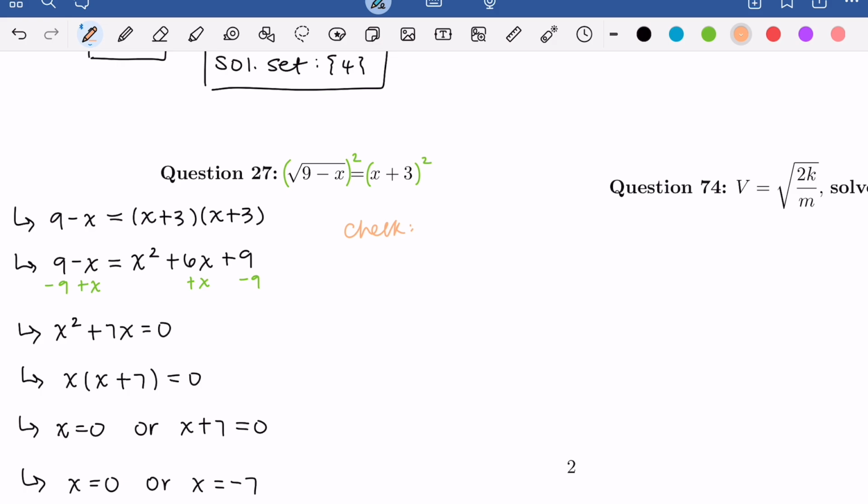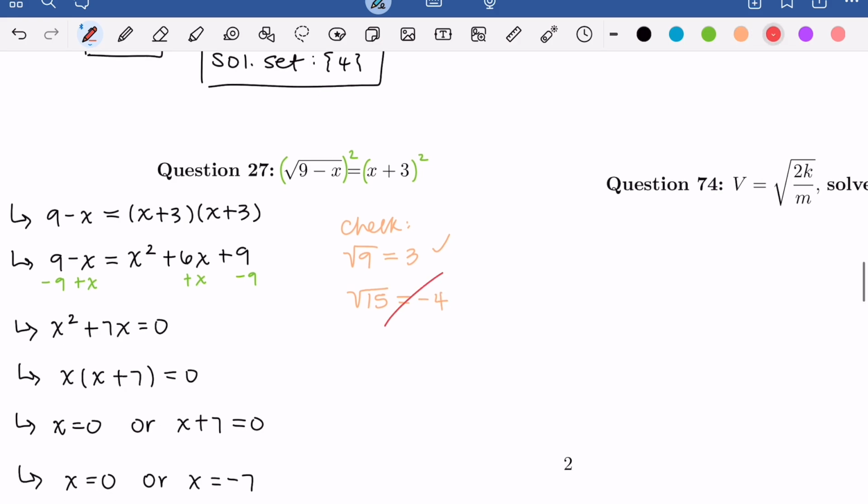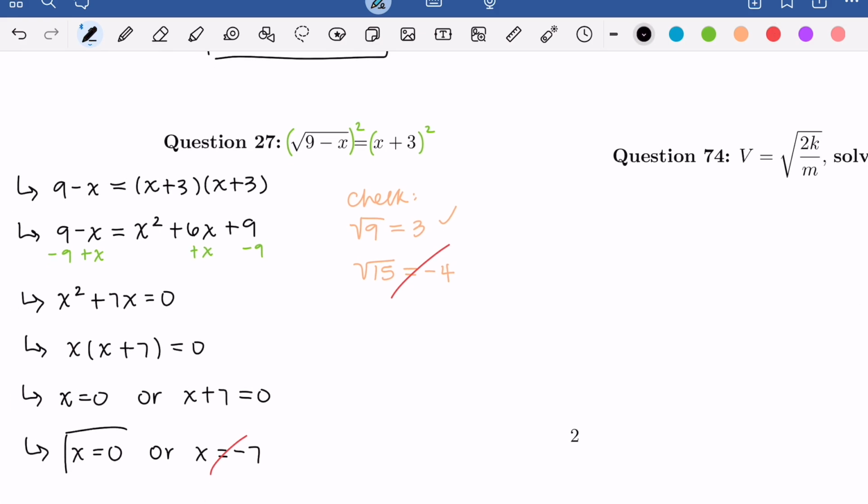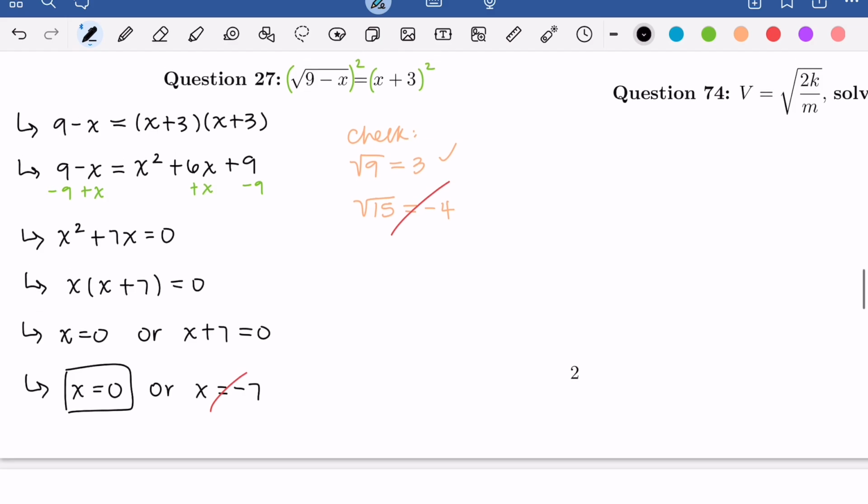For x is equal to 0, we're just going to get the square root of 9 on the left-hand side and then 3 on the right-hand side. So that is a true statement. Now for -7, if we plug -7 into our x here, we're going to get 9 plus 7. So this will be the square root of 16 on the left-hand side. Now here we're going to plug in -7, so this will give us a -4 on the right-hand side, and so this is not true, so this is not a solution. So our only solution in this case is going to be x is equal to 0.